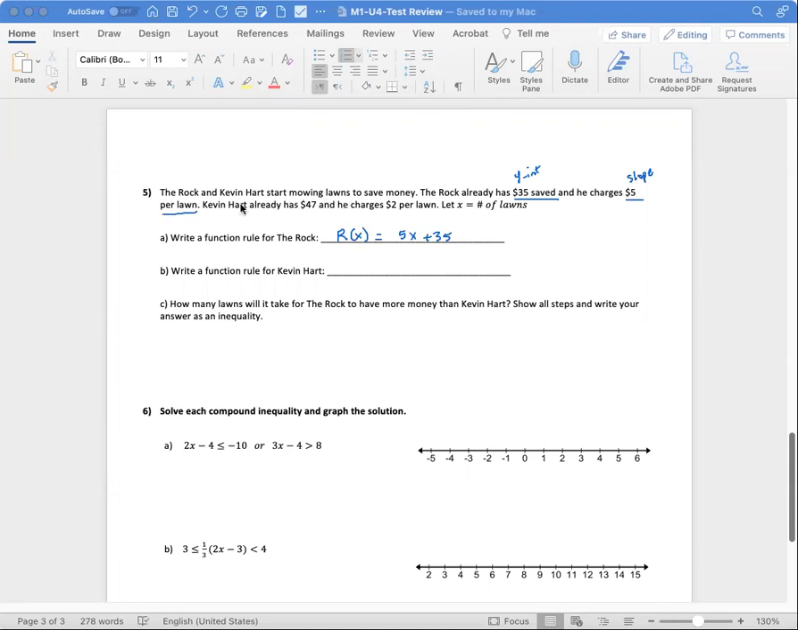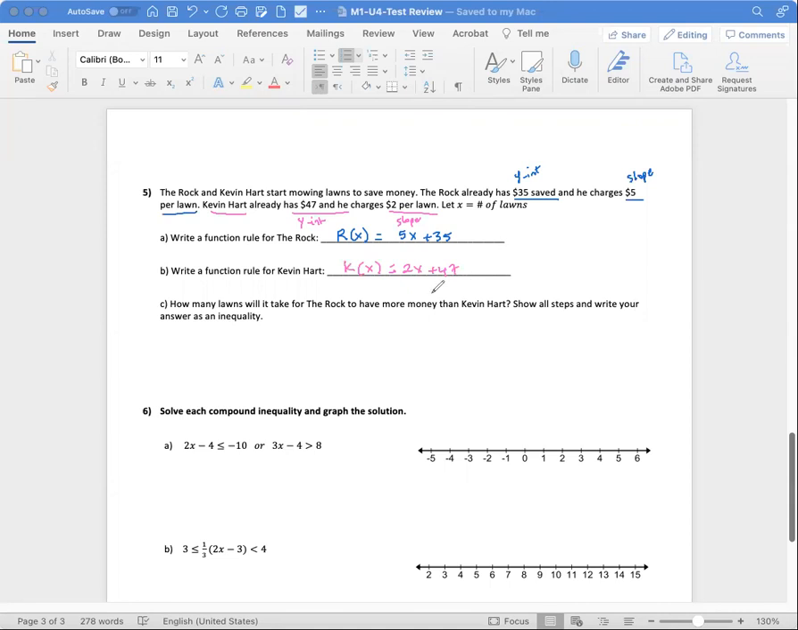Similarly, for Kevin Hart, he has already saved 47 and then 2 per lawn. That's your slope for Kevin Hart, the 2 per lawn, and the 47 saved, that is the y-intercept. So I'm going to call it K for Kevin, K of x equals 2x plus 47. So these are the two equations that represent this situation.